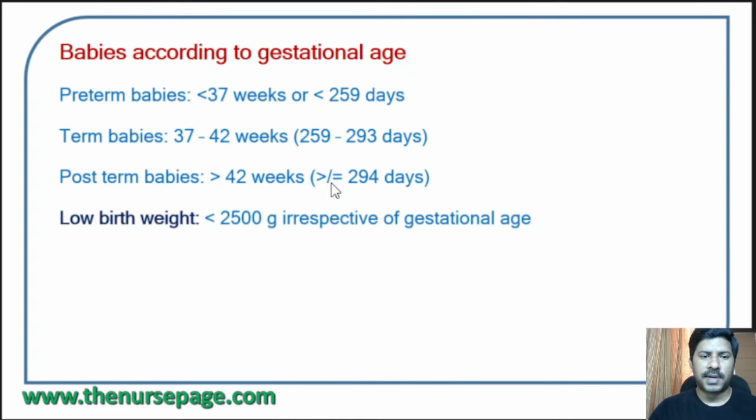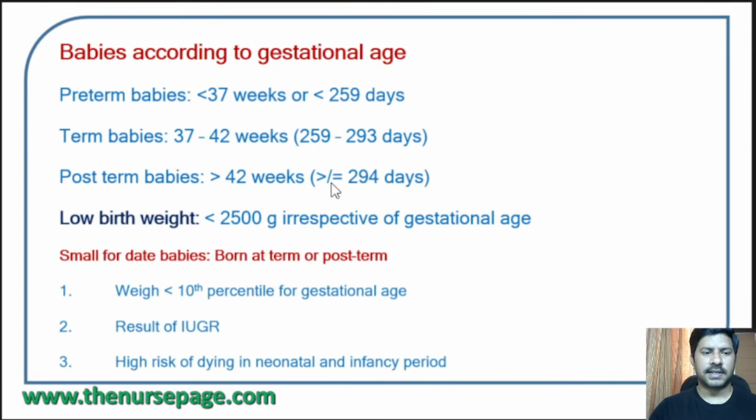Then low birth weight baby. A low birth weight baby means the baby's weight is less than 2500 gram or 2.5 kilogram, irrespective of gestational age. Even if it is a preterm baby or a post-term baby, a weight less than 2.5 kg means it is called a low birth weight baby.